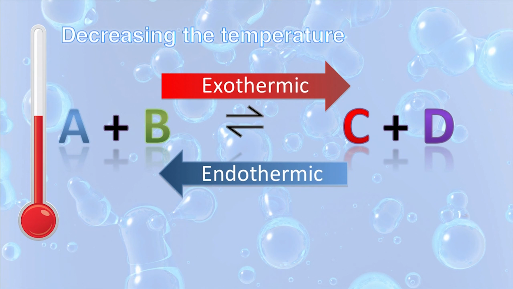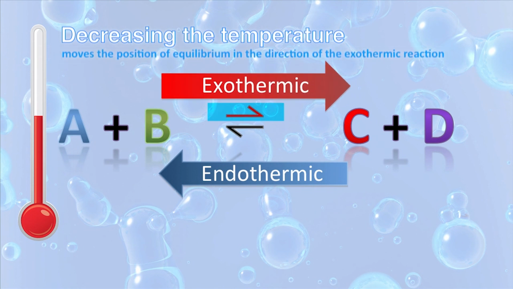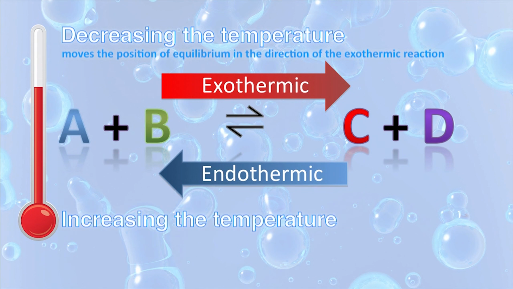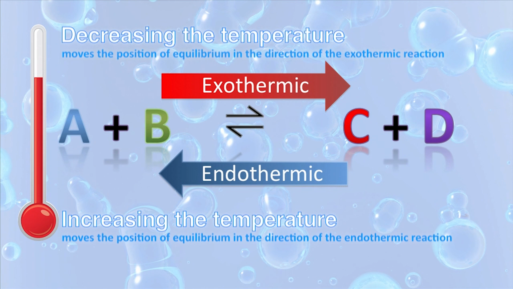But how can it do that? If more C and D are produced, more heat will be given out because this is an exothermic change. The extra heat will warm up the reaction mixture. Increasing the temperature will have the opposite effect. The reaction will move to get rid of the extra heat by absorbing it in an endothermic change. This time the backward reaction is favoured.